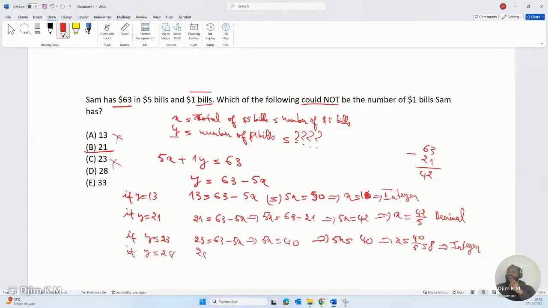For 28, it will be 28 equal to 63 minus 5x. So 5x equals 63 minus 28, so we have 35. Okay, it will be 35. So we know 35 divided by 5 is equal to 7. Okay, so this is also an integer.